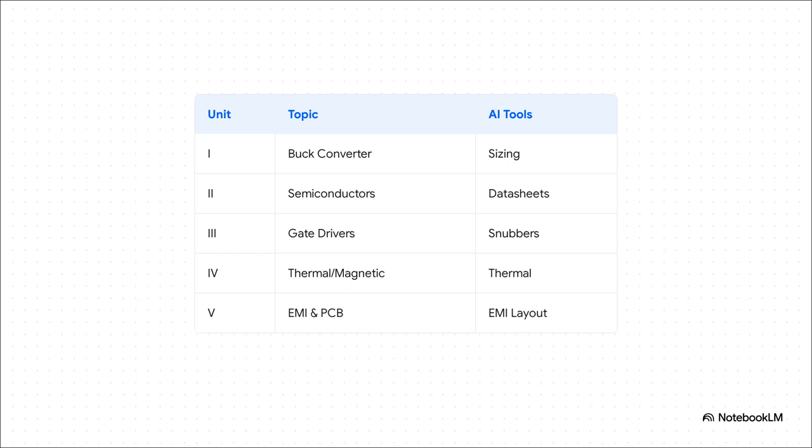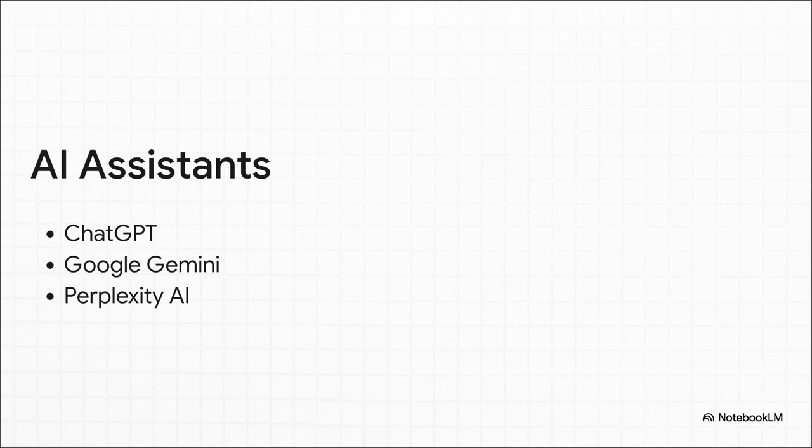By Unit 5, you're using AI for EMI diagnosis and PCB layout recommendations. Basically, AI is being treated as your ultimate engineering power-up throughout the entire semester. To make this happen, the handout actually explicitly lists the AI assistants you're encouraged to use: ChatGPT, Google Gemini, and Perplexity AI.